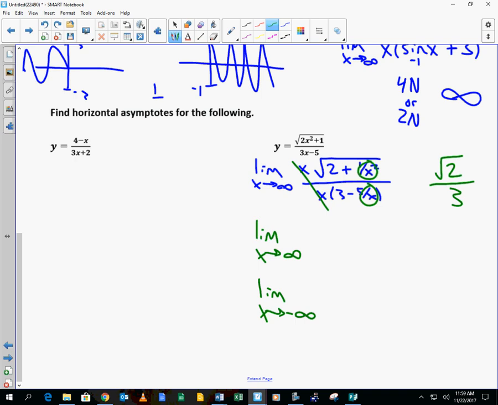Well, let's consider as we plug in a large positive number. If you plug in a large positive number to the numerator, what are you going to get? Positive or negative? Positive. How about the denominator? Positive. Positive divided by positive is a positive, so we get the root of 2 over 3. Let's try plugging in a negative. Take a negative and square it, multiply by 2, add 1, take the square root, positive or negative? Positive. The bottom, negative. So that will give us a negative root of 2 over 3.